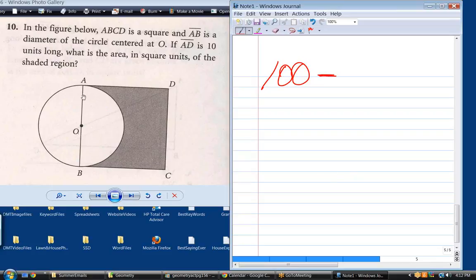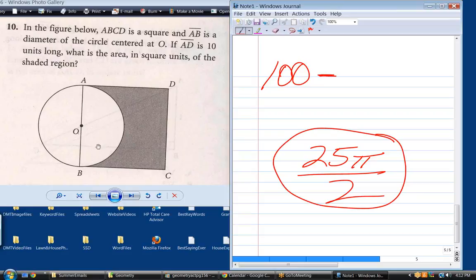So what's the area of the entire circle? 25 pi. What's the area of half of that? Area of half. No, and I don't want a number. I want you to just divide it by 2, like that. In other words, this is the area of this semicircle.